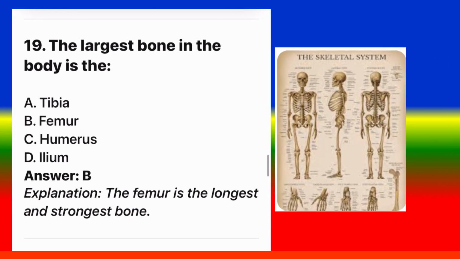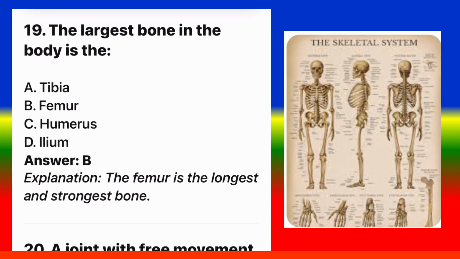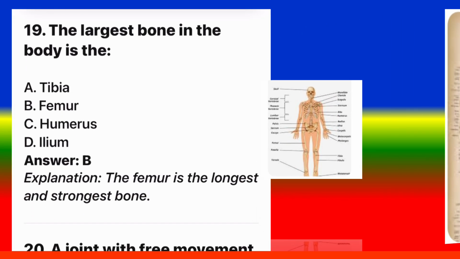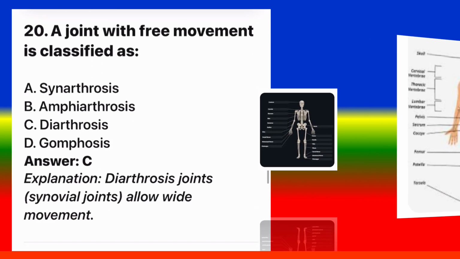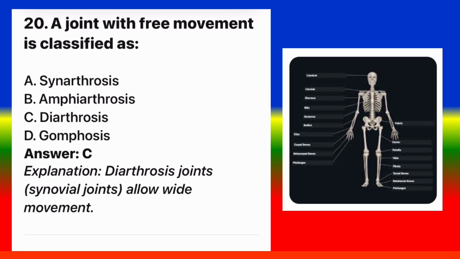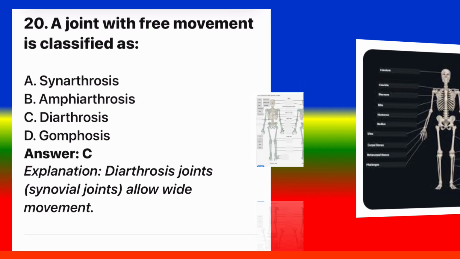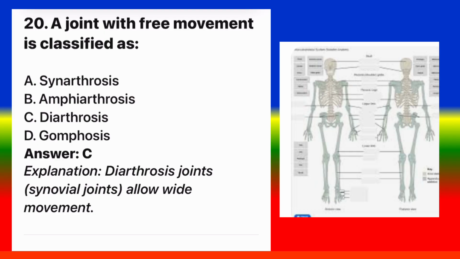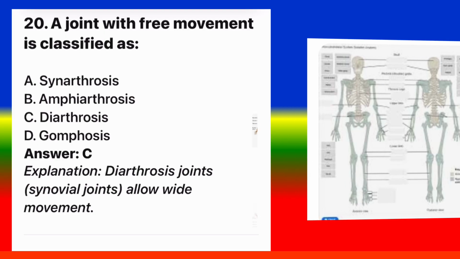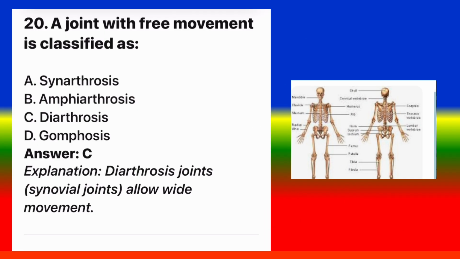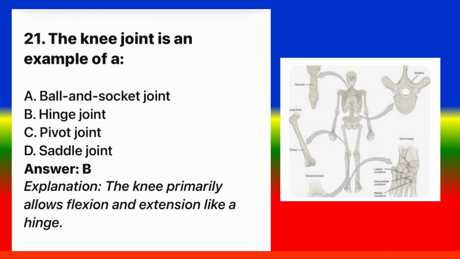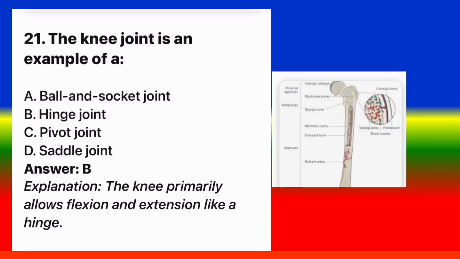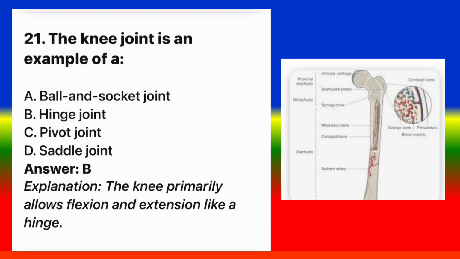19. The largest bone in the body is the: A. Tibia, B. Femur, C. Humerus, D. Ilium. Answer B. Explanation: The femur is the longest and strongest bone. 20. A joint with free movement is classified as: A. Synarthrosis, B. Amphiarthrosis, C. Diarthrosis, D. Gomphosis. Answer C. Explanation: Diarthrosis joints, synovial joints, allow wide movement. 21. The knee joint is an example of: A. Ball and socket joint, B. Hinge joint, C. Pivot joint, D. Saddle joint. Explanation: The knee primarily allows flexion and extension like a hinge.